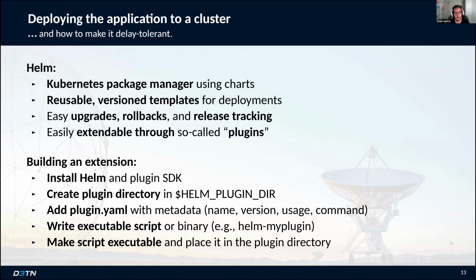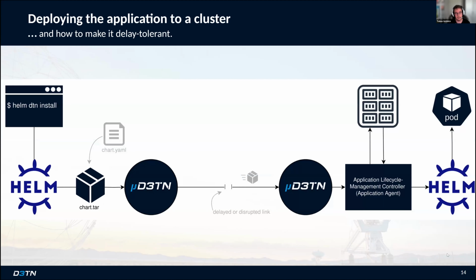So what have we built? Well, we have built a Helm extension for DTN installation, or installing over DTN. And the idea here is that you invoke Helm DTN install on your command line, and then Helm will package everything it needs to install a certain chart into a tar file, send it to micro-DTN, which, remember, is our own DTN implementation, which will then send this tar file over a delayed or disrupted link.